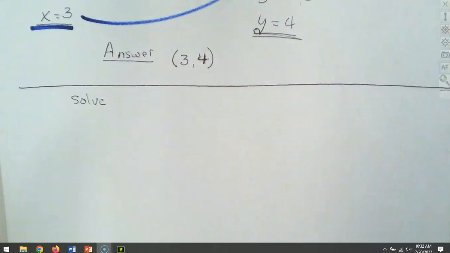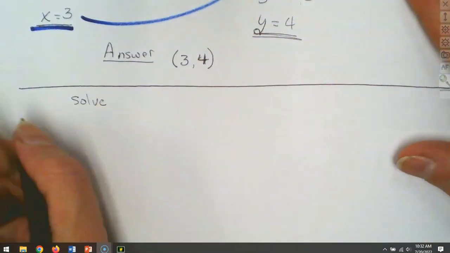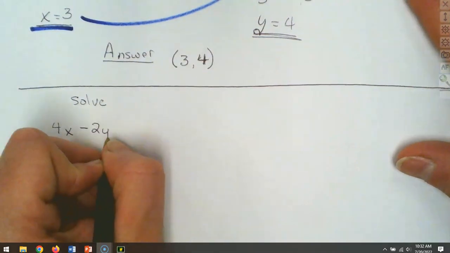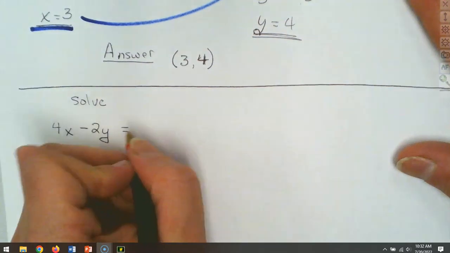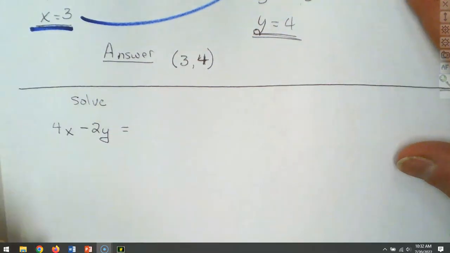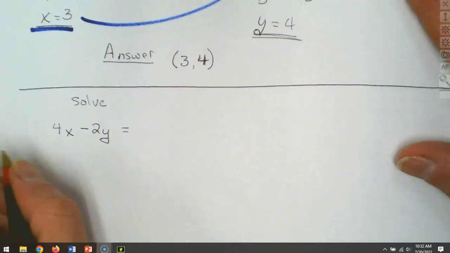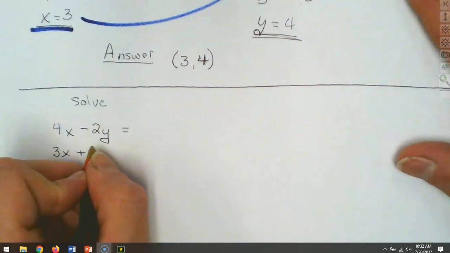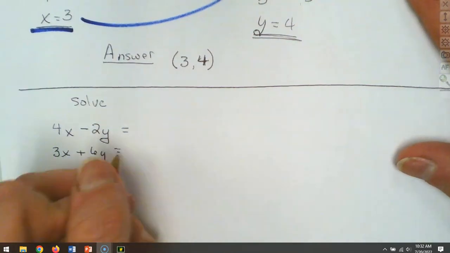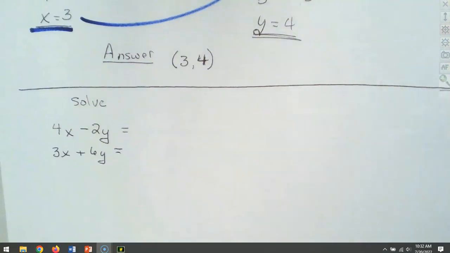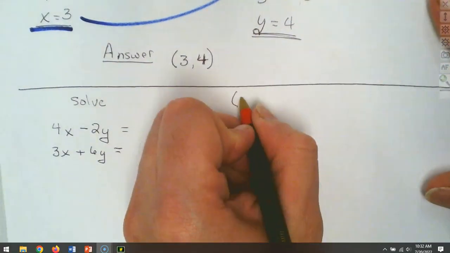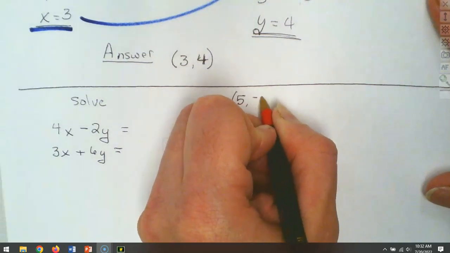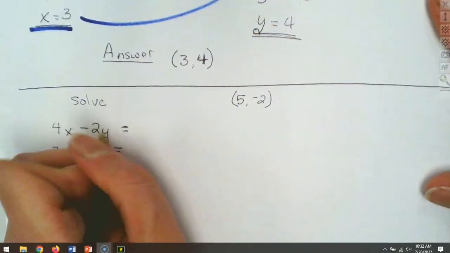And let me try to come up with something for us to solve here. How about we look at 4x minus 2y equals, we'll come up with the numbers here in a moment. Let's say we look at 3x plus 6y for the second one. Okay, let me come up with something. I'm going to plug some values in here. How about 5, minus 2. So I'll come up with the equation. This should be our answer.